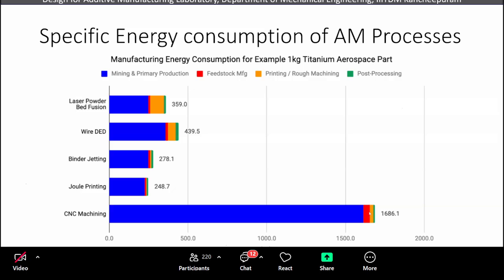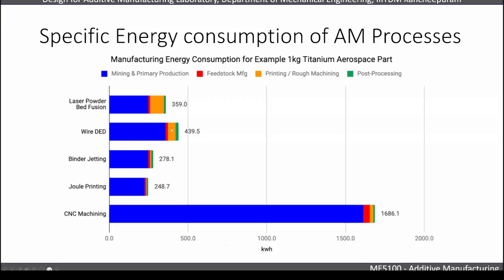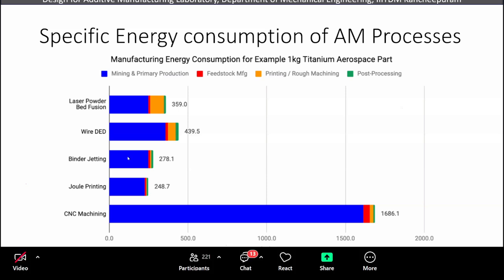You can see that CNC machining has very high energy consumption compared to LPBF. Wire DED is a little higher because it uses an arc, which is only 76% efficient, right? Whereas lasers have poor energy efficiency. CO2 lasers actually have only 6% energy efficiency. Wall-plug efficiencies of lasers are very poor. That's why jewel printing and binder jetting comparatively use very little energy compared to laser, because laser is highly inefficient, right?